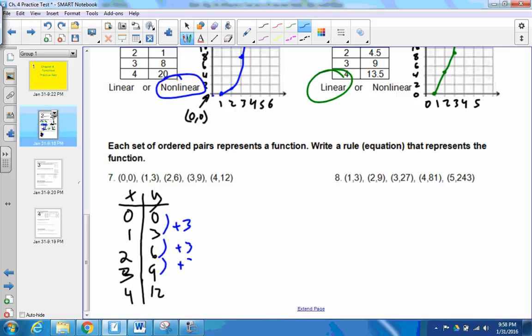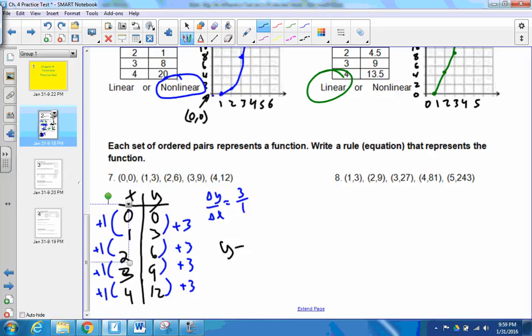All right, for this one, I think we have a positive 3 change every time in the y's, as that goes up by 1. So the change in y over the change in x, as we talked about before, is 3 over 1. So if we make our equation, we have y equals something. Since this is going to be linear, it has a constant change in y over change in x. We can make it in this form. So the change in that, 3 over 1, goes right here.